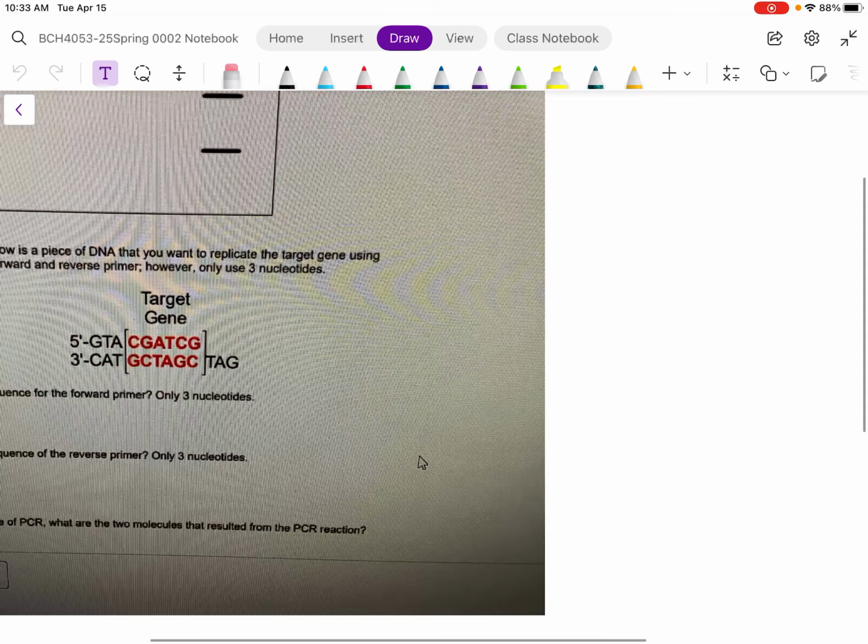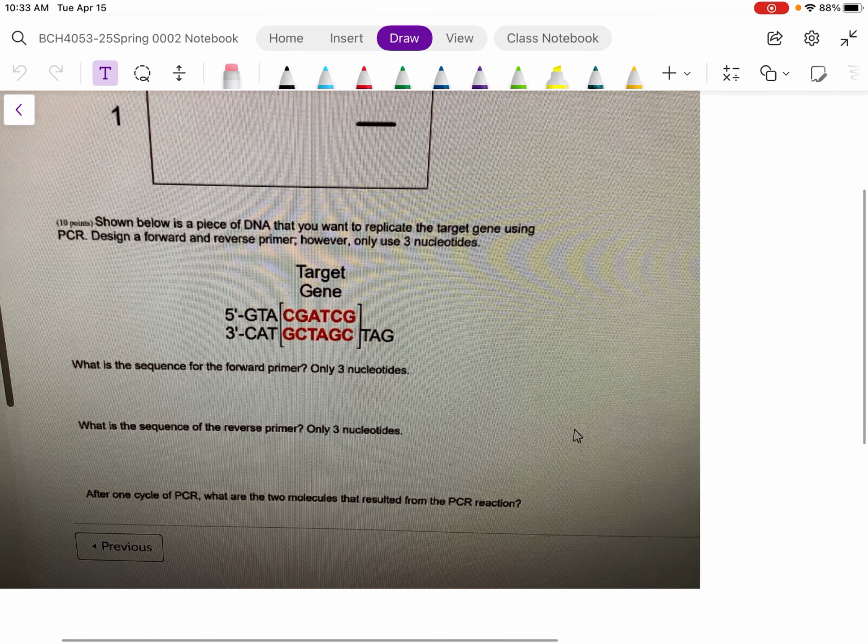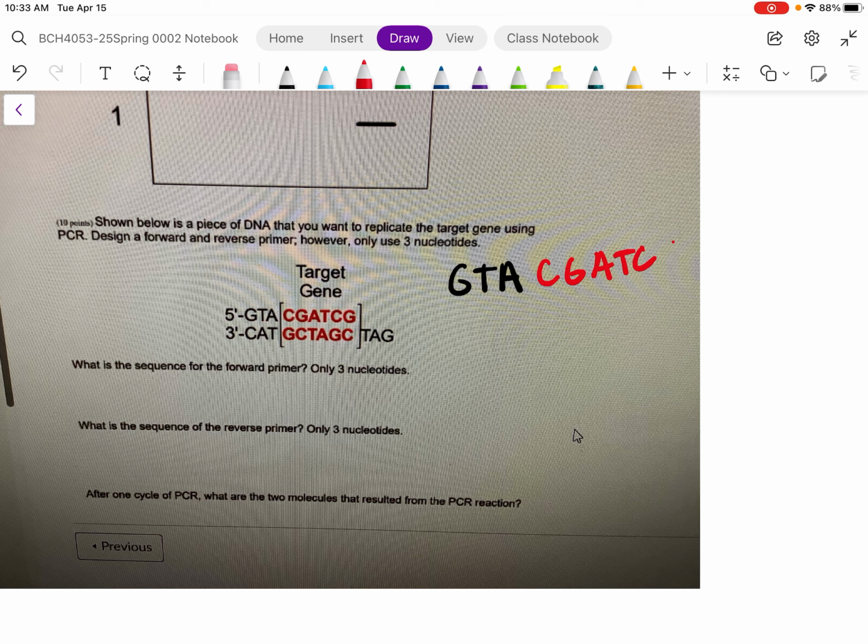So I'm going to take this DNA that we have here, and I'm going to just expand it out. It's GTA, CG, and that's where that ends. So that's our 5' end, our 3' end. And then we have CAT, like that, and then TAG. Let's make sure those are capitalized, shall we?